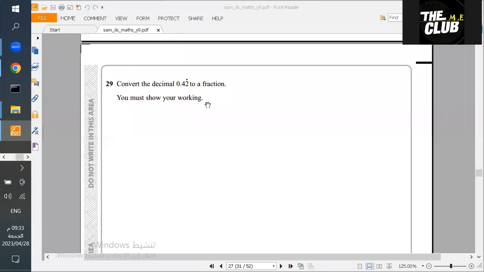Question 29, convert the decimal 0.42 recurring to a fraction. You must show your work.